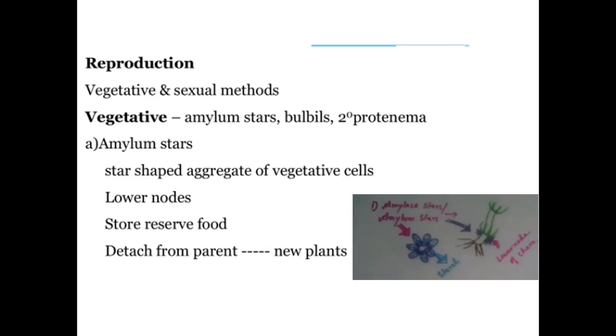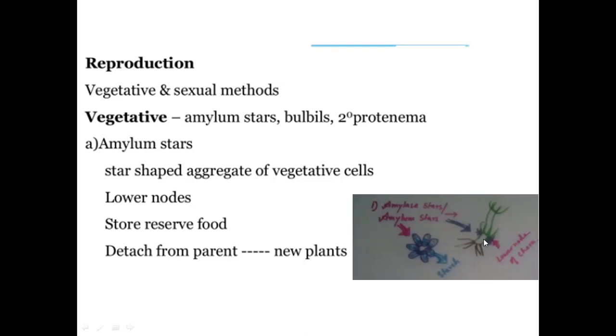Amylum stars, in this picture you can see amylum stars. The amylum stars arise from the lower nodes of the vegetative cells. They look like stars. The shape is like a star. So they are star-shaped aggregates which arise from the lower nodes of the plant bodies. You can see the originating point here. Okay, so they are the star-shaped aggregates arising from the lower nodes, and they store a large amount of reserve food, and once they mature, they detach from the parent plant.